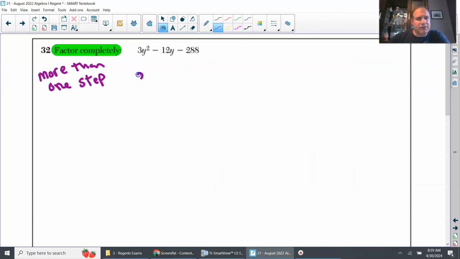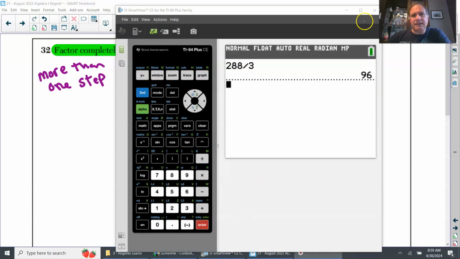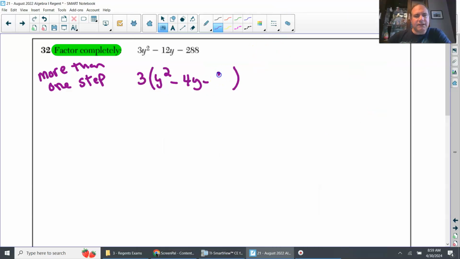So that means 3. Put it on the outside, and we're going to do distributive property in reverse. So 3 times y equals 3y squared, and then 3 times y equals negative 12y, that is negative 4y, and then 3 times, and it says right here 96, so I have 96.